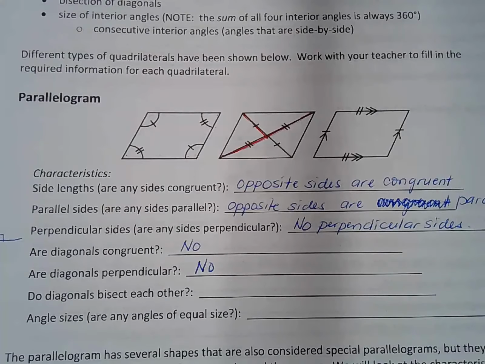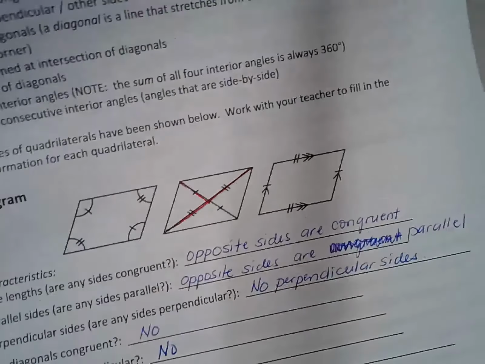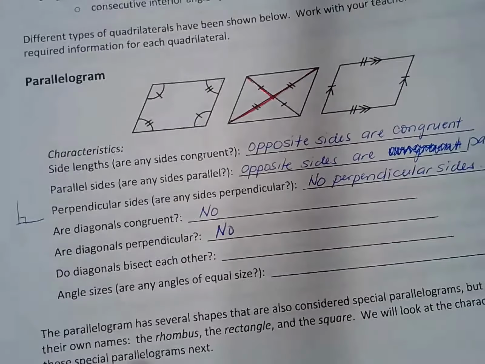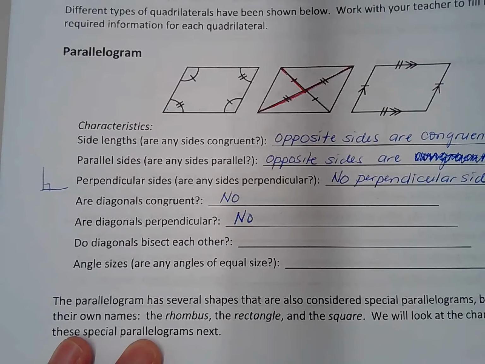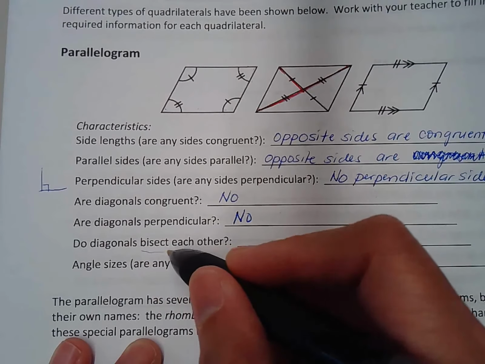Okay, so what's so special about these diagonals? They're not equal to each other, they're not congruent, and they're not creating perpendicular angles. Let's see. Do the diagonals bisect each other? Okay, now let's take a look again. What does bisect mean?